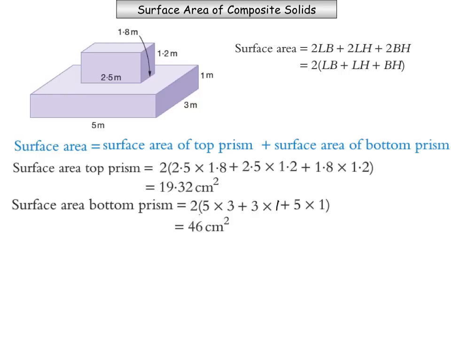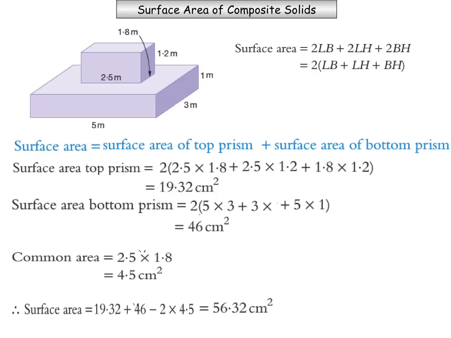So what we need to do is find the common area, which is going to be this bottom face, 2.5 times 1.8. Now when we substitute that back into our solution, we need to make sure that we multiply that by 2. So you can see here we've got 19.32, 46, which comes from the surface area of the bottom prism, and we're subtracting 2 times that bottom face surface area.